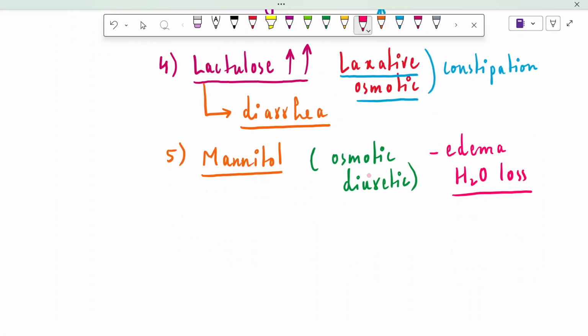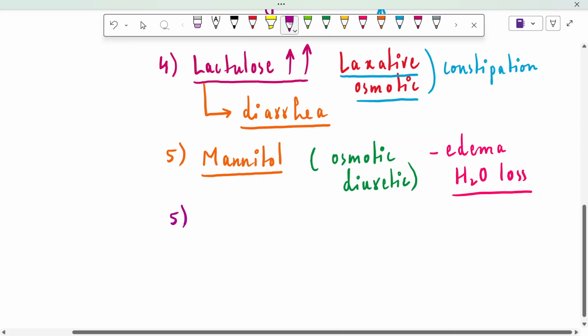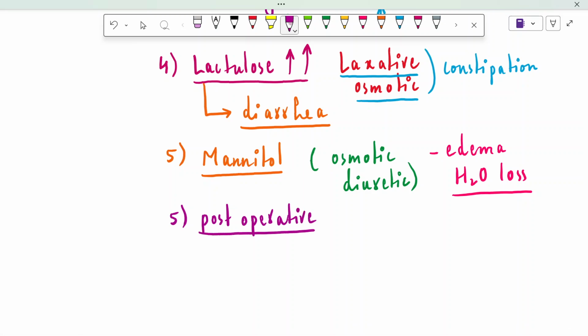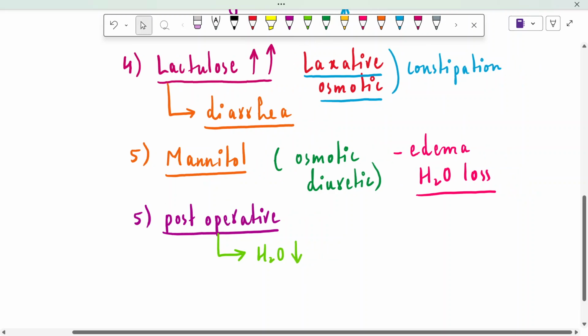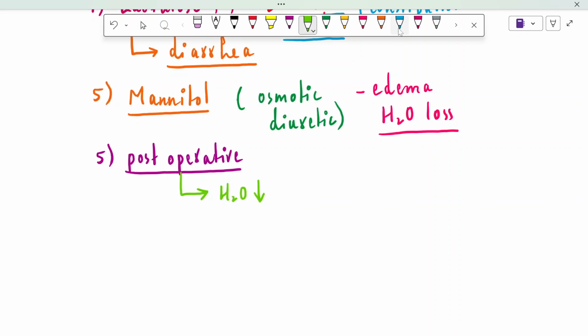So the last condition which can contribute to the development of hypernatremia is post-operative patients, because post-operative patients are under a large amount of anesthesia. They are on IV fluids. They are not drinking an appropriate amount of water. The water content of such patients is reduced because they cannot ask, or they are very lazy, or some other factors come in and they do not drink water. So they can also contribute to the development of hypernatremia.